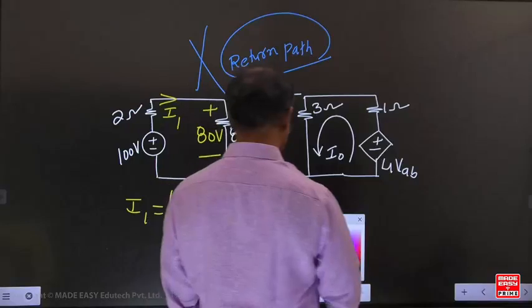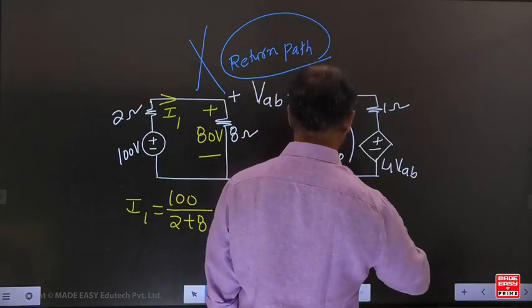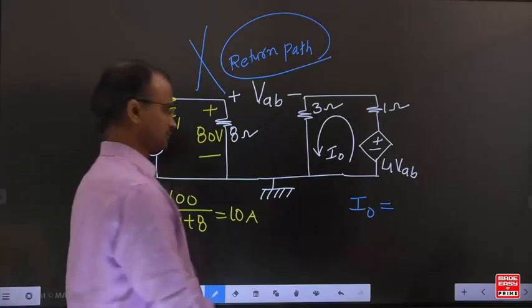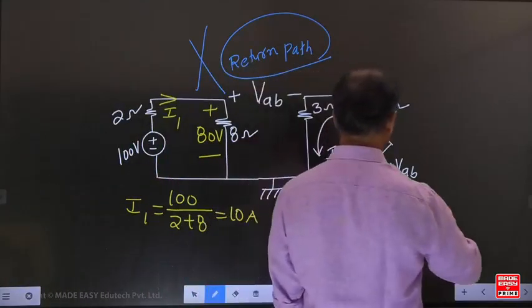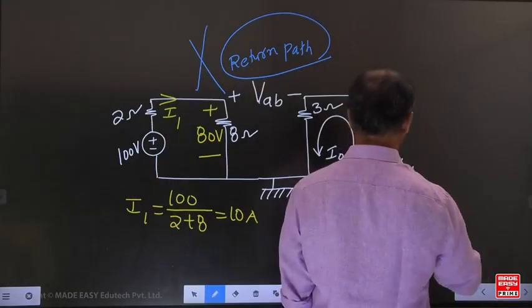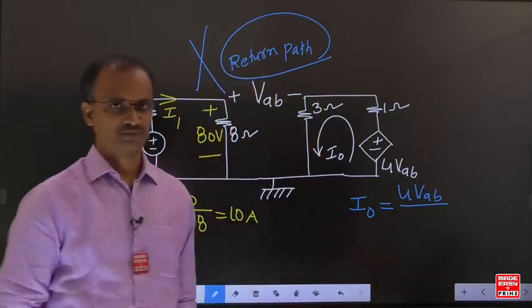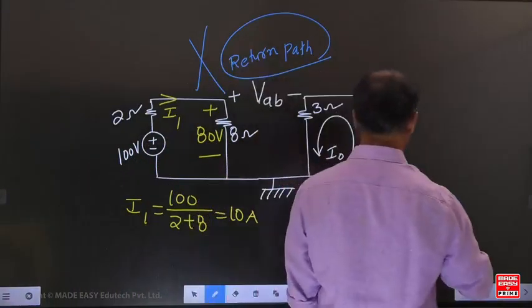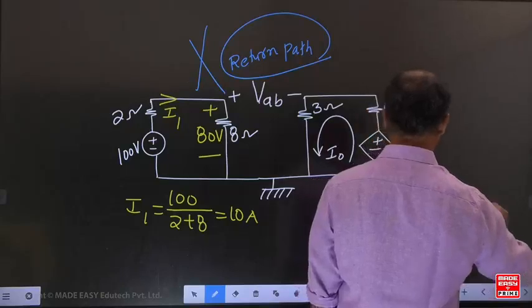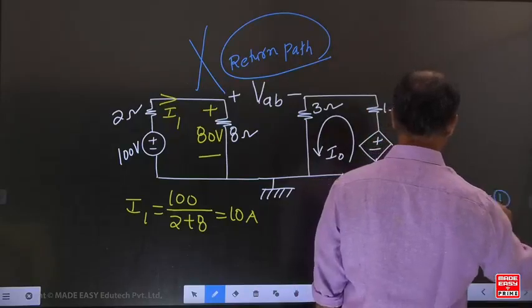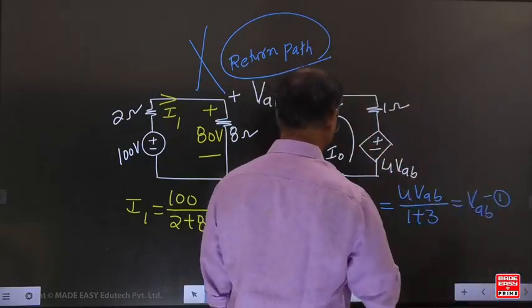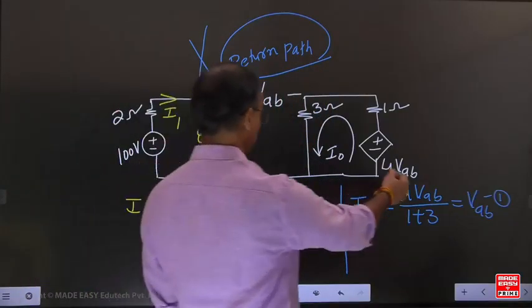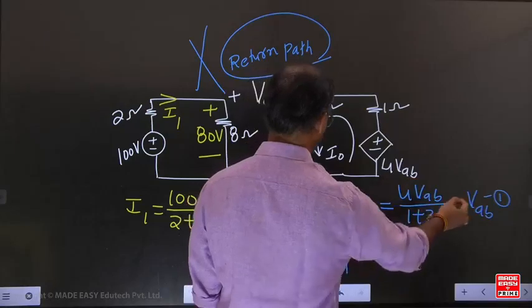Now let us find the I0 value. For this example, what is the voltage? How much here? 4 VAB. What about this one? The 1 and 3 ohm are both connected in series. That means here I0 equal to VAB. This I0 equal to VAB. Voltage of 4 VAB, 3 and 1 both are in series.